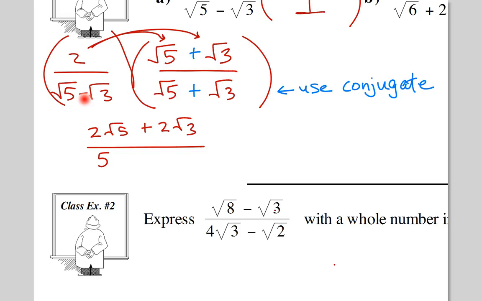And then the last one is a negative times a positive. Root 3 times root 3 is? Good. So you get this negative 3 down here. So you get 2 root 5 plus 2 root 3 over 2.